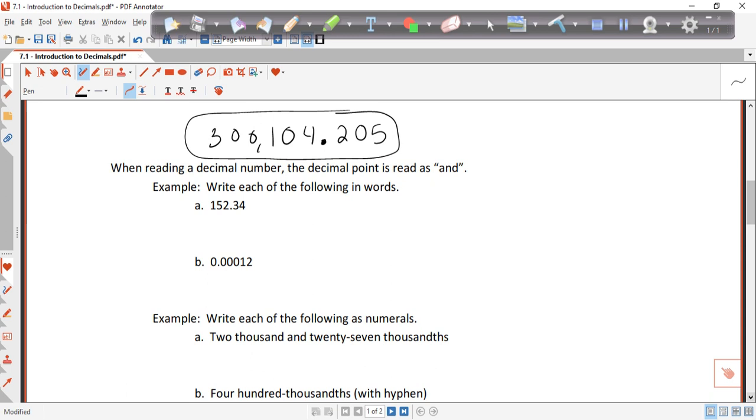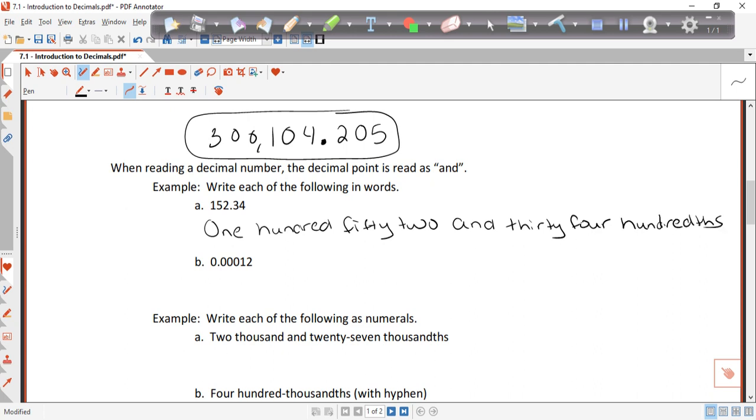So 152.34, the way you write this out in words is you first write 152 just like you would say it. Then we have the decimals, we'll have and. Read 34 as a number, so that would be 34. And then put the last decimal place. This is in the hundredths place, so this will be hundredths. So 152 and 34 hundredths.